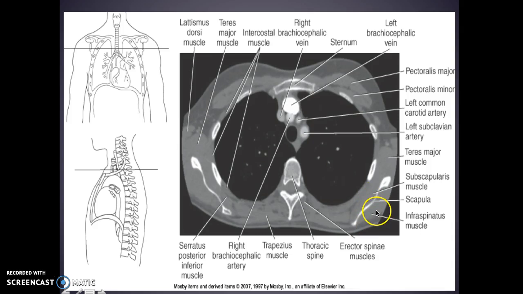Your infraspinatus muscle, and you have your erector spinae, your thoracic spine. This is the body. Your trapezius is the one floating all the way posterior. Your serratus posterior, that one's hard to label, but you can see your intercostal muscles right in between each rib.